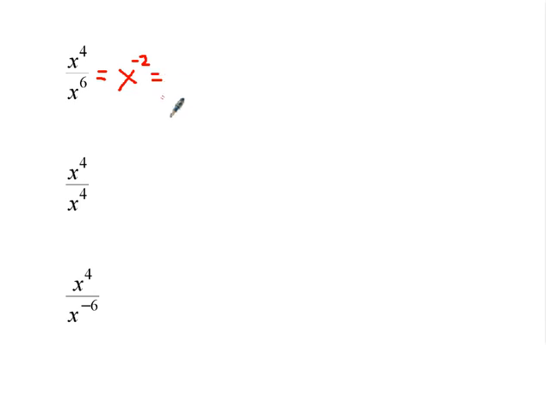Because 4 is smaller than 6, I ended up with a negative in my exponent. Well, I'm going to just simplify that further and say x to the negative 2 is the same thing as 1 over x to the 2nd power, or 1 over x squared.